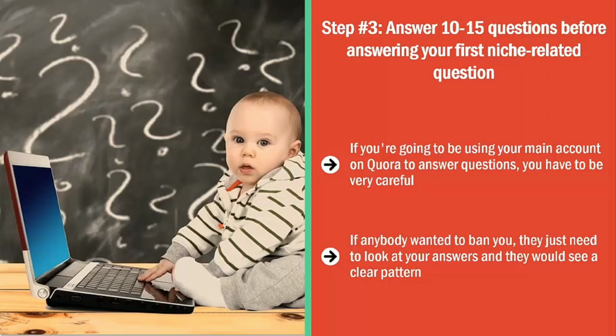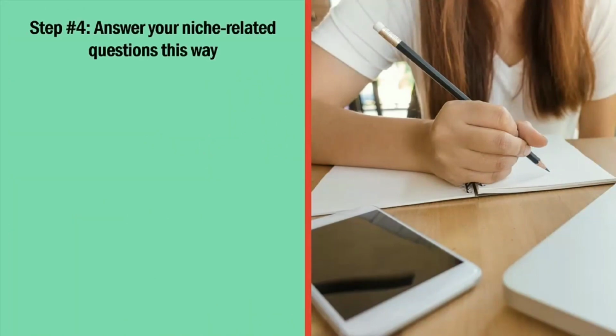Don't do that. Instead, answer 10 to 15 questions across a wide range of topics before answering a question that is directly related to your niche. Step number 4. Answer your niche-related questions this way.